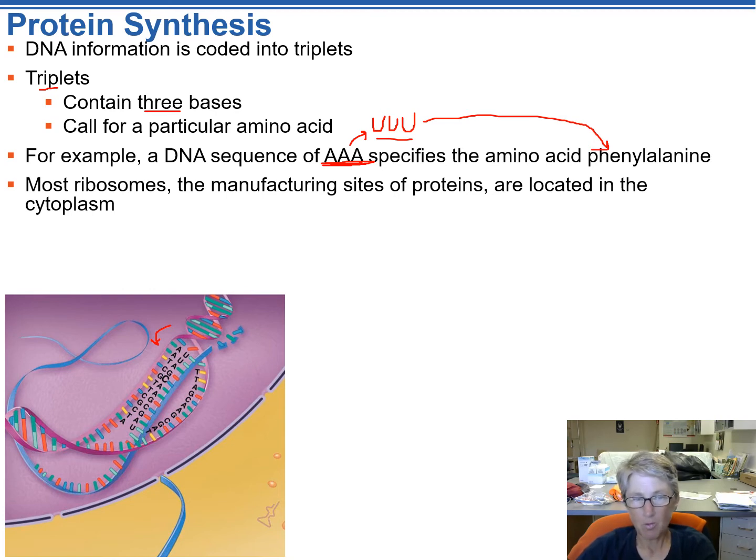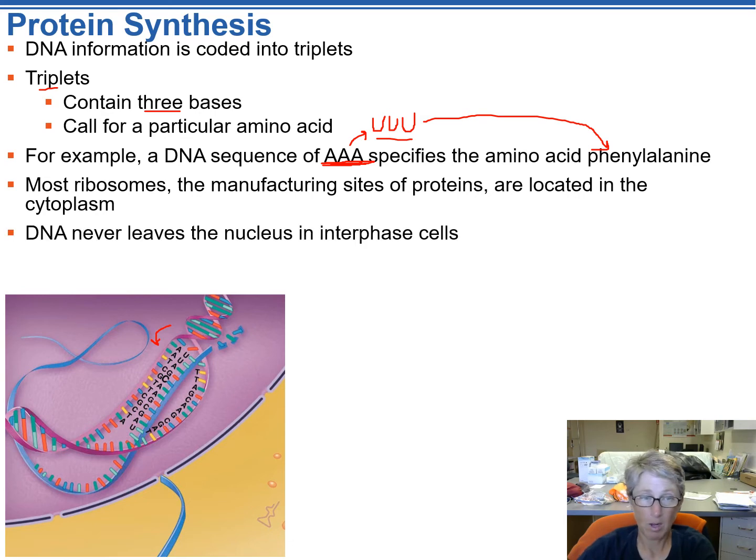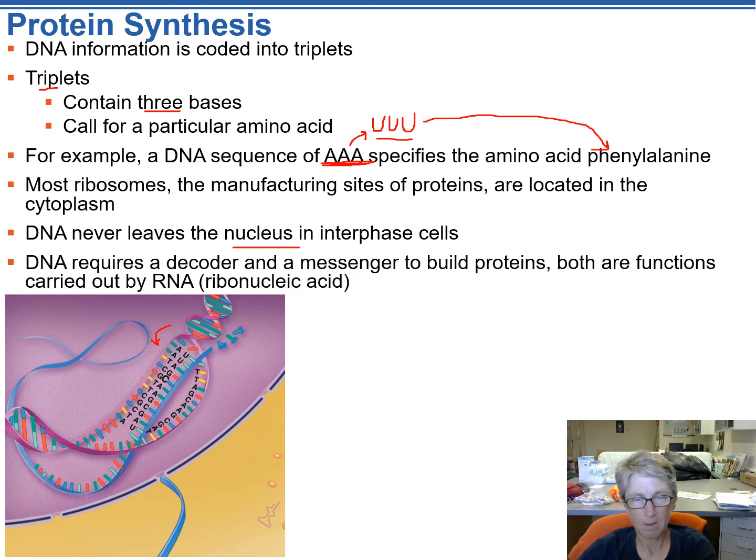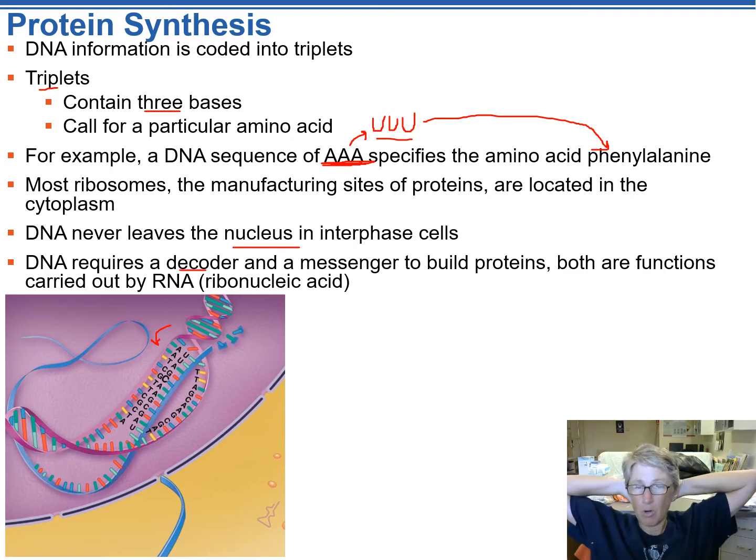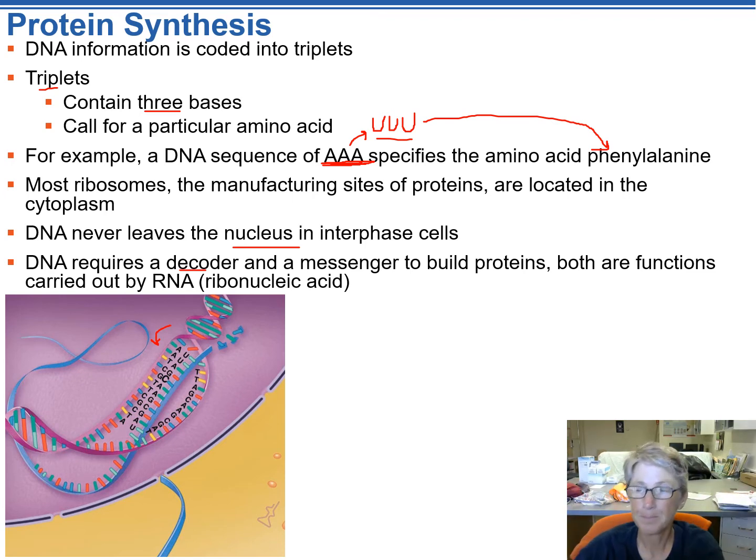We've talked about this, ribosomes, most of them are located in the cytoplasm. DNA never leaves the nucleus in an interphase cell. So there's some fun cell biology factoids for your dinner party. DNA requires a decoder and a messenger to build proteins, and that function of being a decoder and messenger is given to RNA.